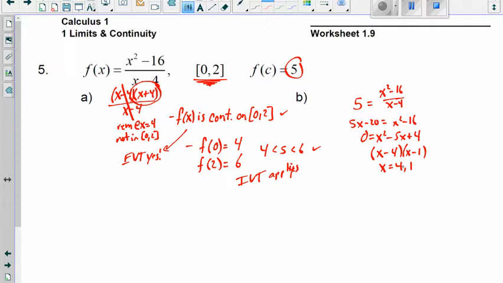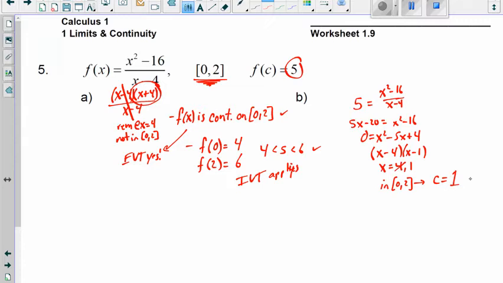And remember, we don't have to have two solutions. You could find many. We're guaranteed one, but it has to be in the interval 0 to 2. Okay? In the interval 0 to 2, that means our C value will be the 1. We don't need the 4. The 4 is not between it. That's not the one we're guaranteed. So the C value we're guaranteed is 1, the x value in this case.